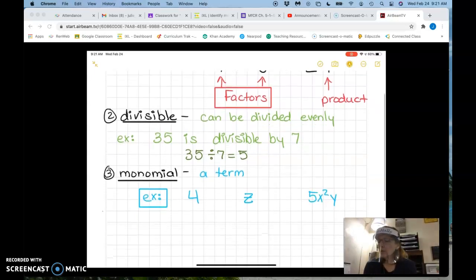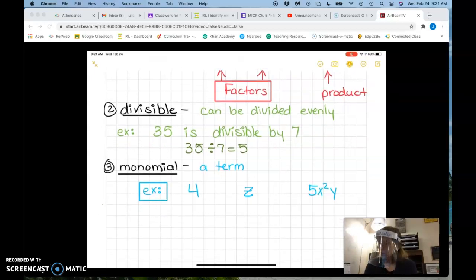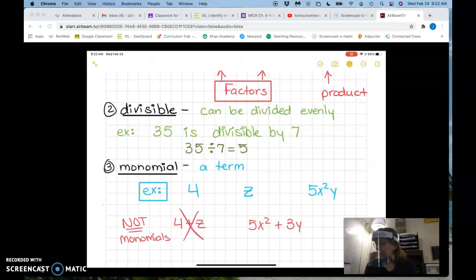So now I'm going to show you a couple of examples of what are not monomials so you can see the difference. Okay, so a monomial is not something that has a plus sign or a minus sign. That will not be a monomial. So if you have, these are not monomials. Okay, so anything with a plus or minus sign, no. If it's just a group of terms by themselves or being multiplied together, then it will be a monomial.